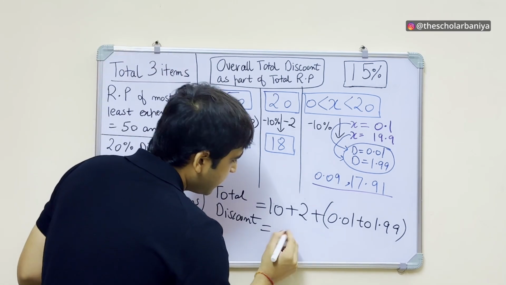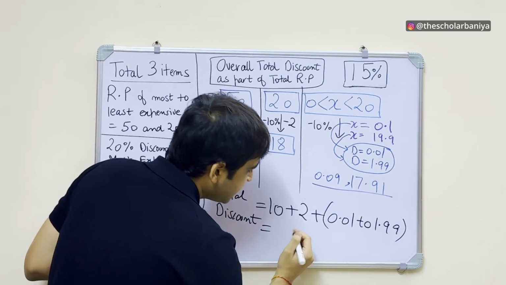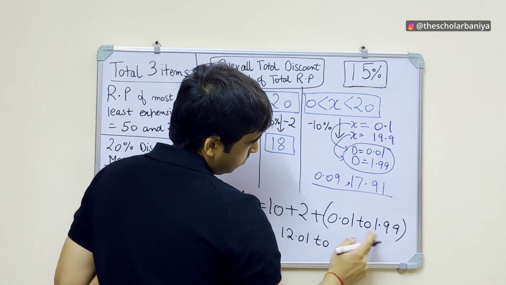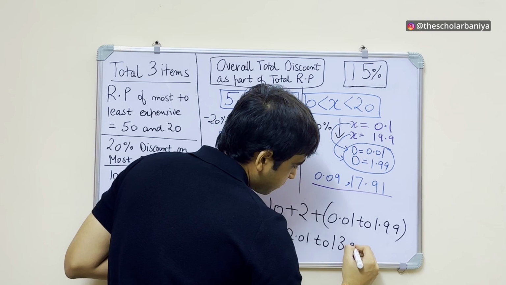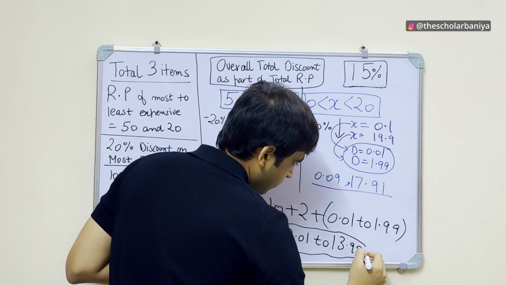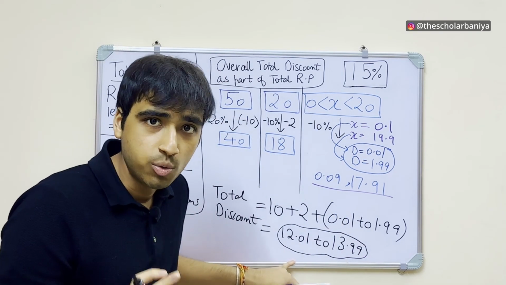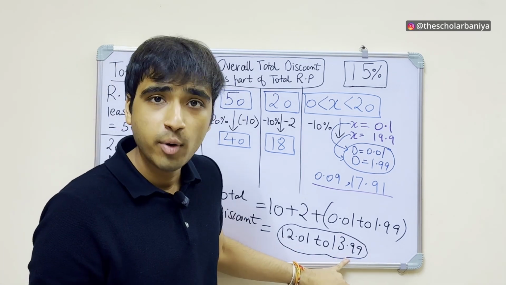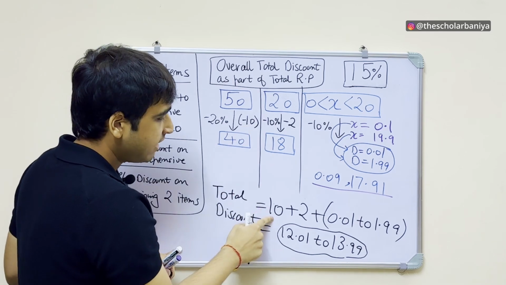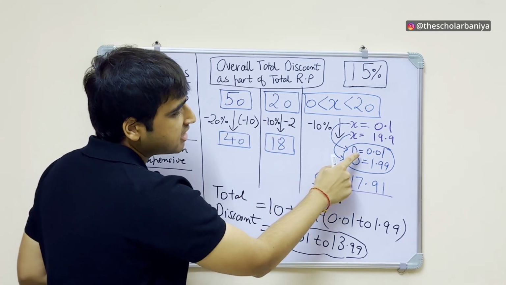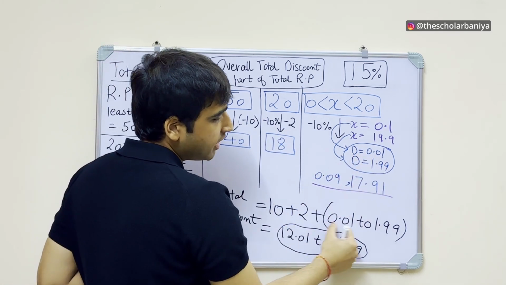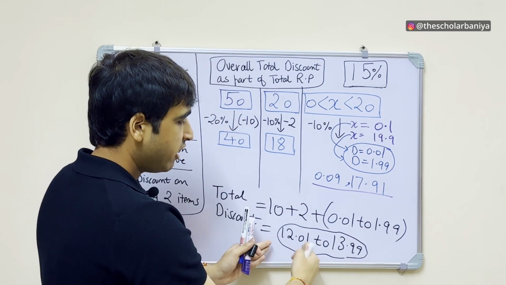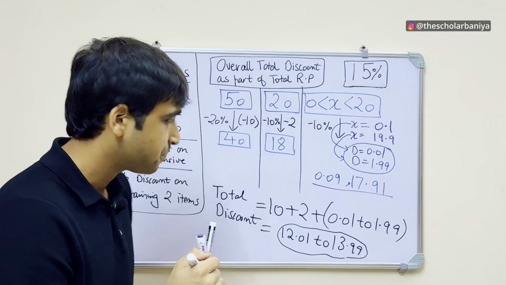So that means 10 plus 2, 12. 12.01 to how much? 12, 13.99. So this is the total discount. So the total discount can vary from 12.01 to 13.99, right? Because the discount in this was 10, the discount in this was 2, and the discount in this was between 0.01 to 1.99. So the total discount will vary from 12.01 to 13.99, right?